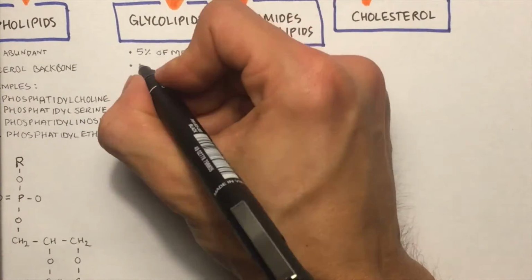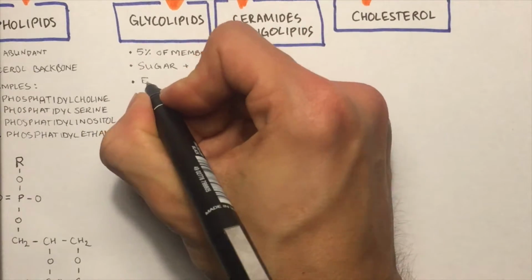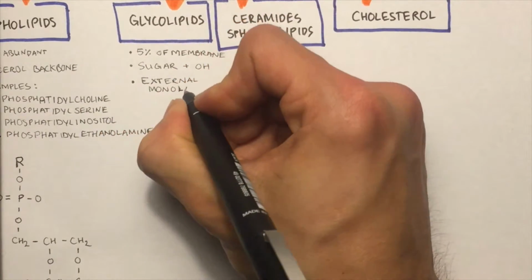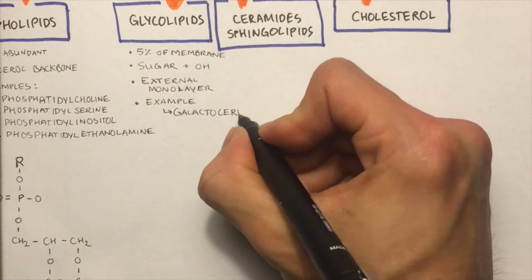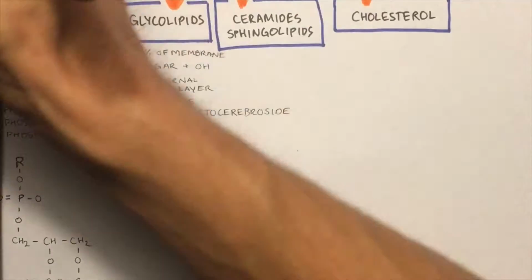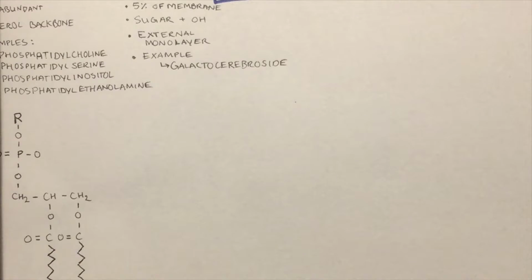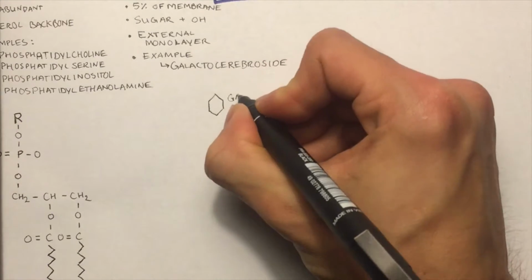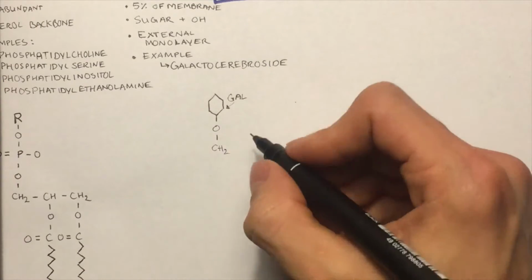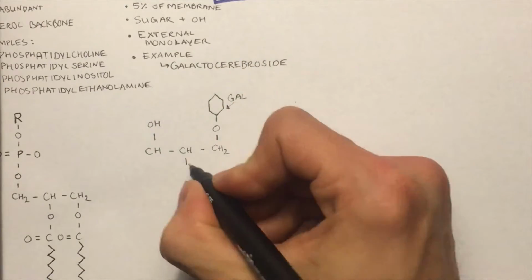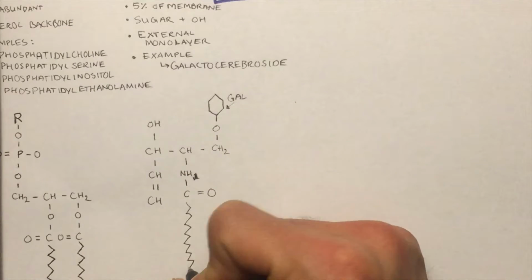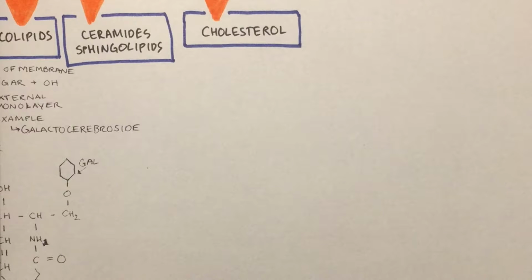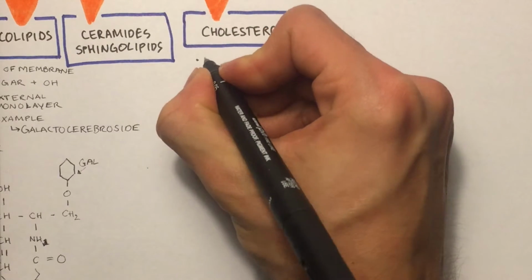Second, we have the glycolipids, and they have a sugar as their hydrophilic head. 5% of the membrane consists of glycolipids, and they are only present in the external monolayer of the membrane. Here you can see the chemical structure of glycolipids, and in this example there's a galactose as the sugar. Third, we have the ceramides and the sphingolipids, which I won't go into further detail with.